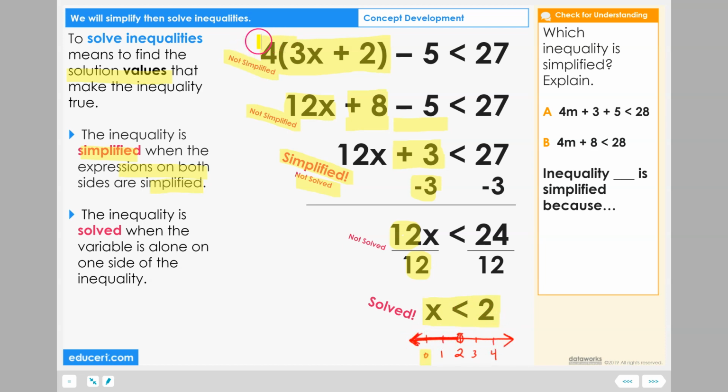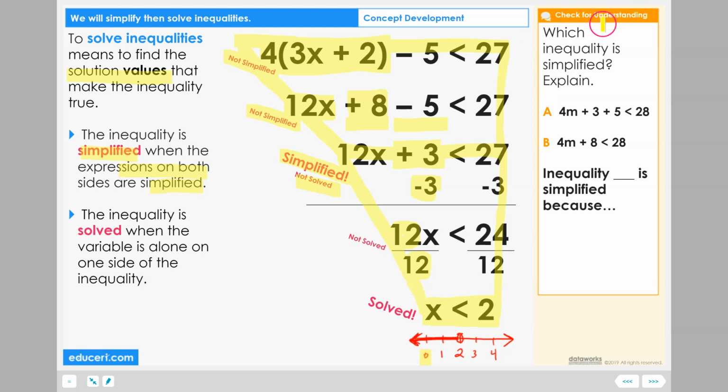So to recap here, we're going to start with an inequality that has a lot of simplifying that needs to take place, and we're going to do all of the distributions and combine like terms. And then once we have a simplified inequality, we will then begin to solve the inequality using inverse operations.